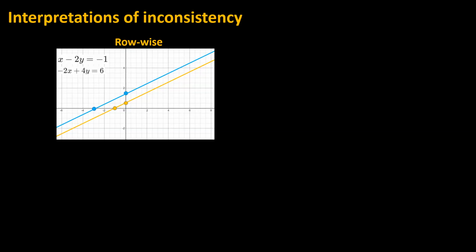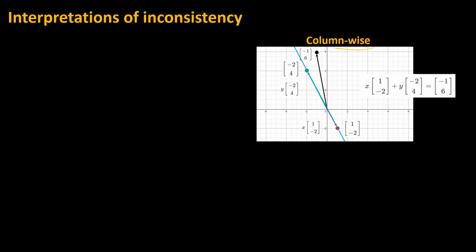Let's recap. Row-wise interpretation of inconsistency in R2 means that we have two parallel lines that do not coincide. Column-wise interpretation of inconsistency in R2 means coefficient vectors are linearly dependent. That means they are located on a line, but our constant vector is not on that line.